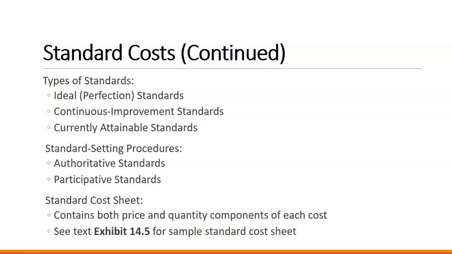We can have two different kinds of standard setting procedures. One is authoritative or top down, and the other is participative or bottom up. Participative usually gives us better standards because we are getting active participation from the employees who are affected by those standards. We would develop a standard cost sheet. The standard cost sheet gives us the expected price and quantity component of each cost. On the next slide, we'll see an example of a standard cost sheet.